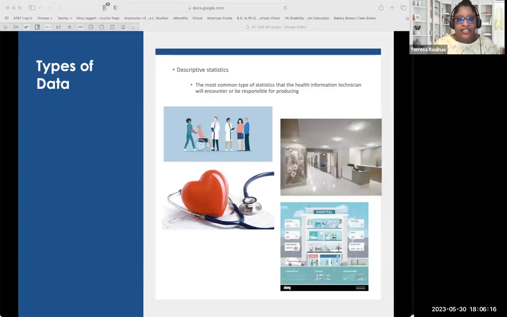So we look at descriptive statistics. Now, the most common type of statistics that the health information technician will encounter or be responsible for producing is this type: descriptive statistics. You're just looking at describing populations like your patients, medical services, nursing units, hospital departments. You are really getting and providing an overview of the general features of the sets of data that individuals are going to be reading and they're interested about within a particular hospital environment, or healthcare environment, I should say.